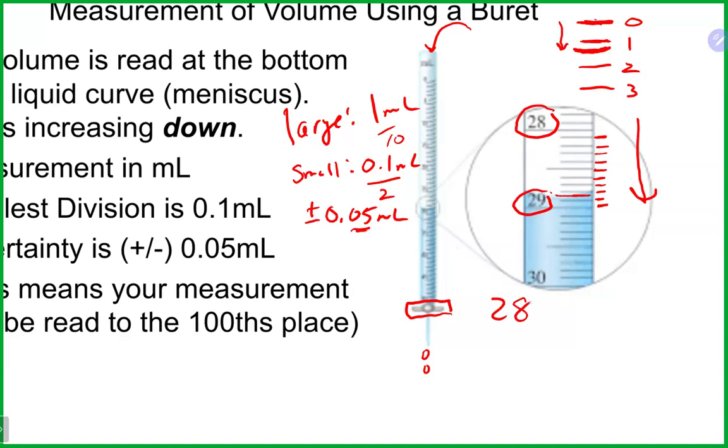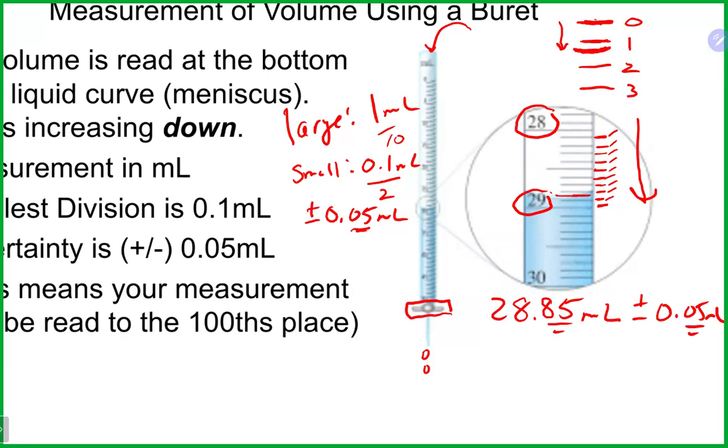So we'll go 28 point, that would be 28.1, 0.2, 0.3, 0.4, 0.5, 0.6, 0.7, 0.8, 0.9. Between the 0.8 and 0.9, so that's going to be 28.85 milliliters, plus or minus 0.05 milliliters, 2 decimal places. We're in business. Any questions on that?